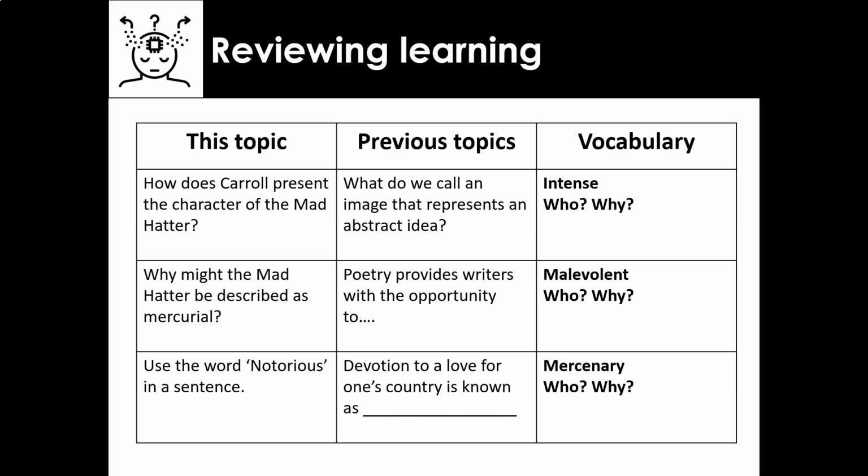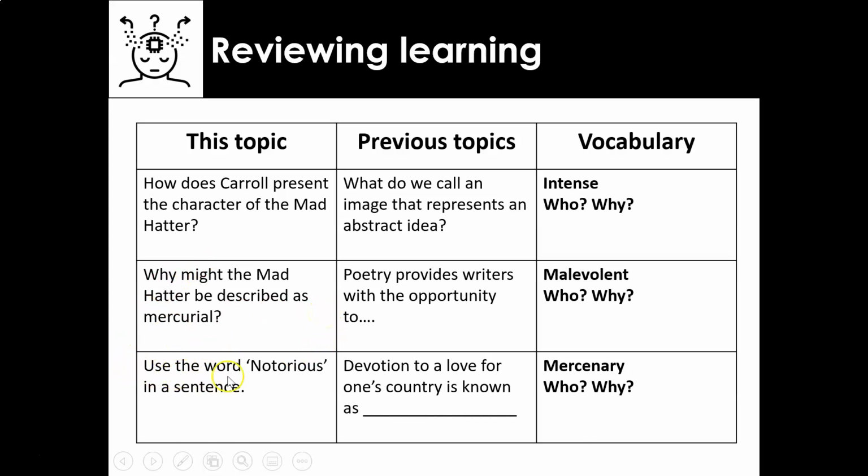Okay, so we looked at how Carroll has presented the Mad Hatter in recent lessons. We might have looked at the way in which his behaviour was strange and unpredictable, how he might seem somewhat tempestuous, changing from one mood to another very quickly, so being curious and asking questions of Alice and then suddenly being very angry at the Mad Hatter. We might have described the Mad Hatter as mercurial because we said his actions were sudden or unpredictable, a change in mood that happened very rapidly.